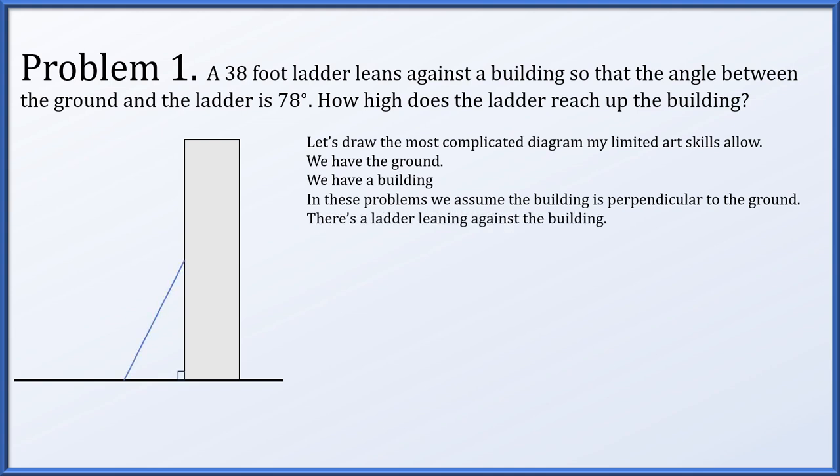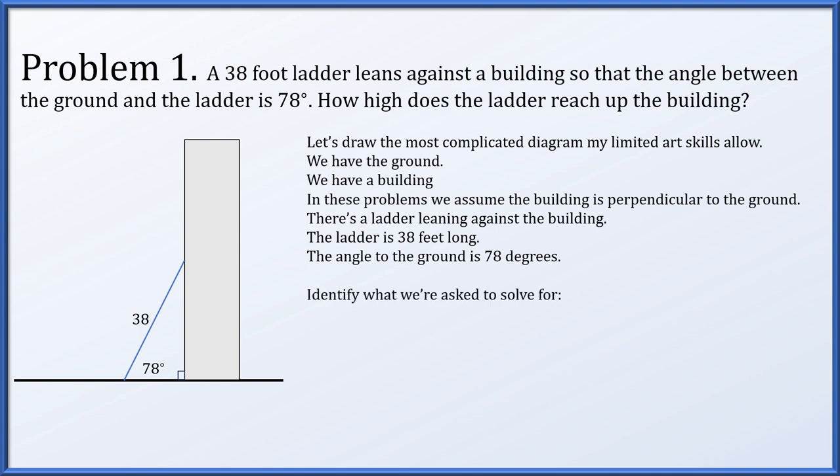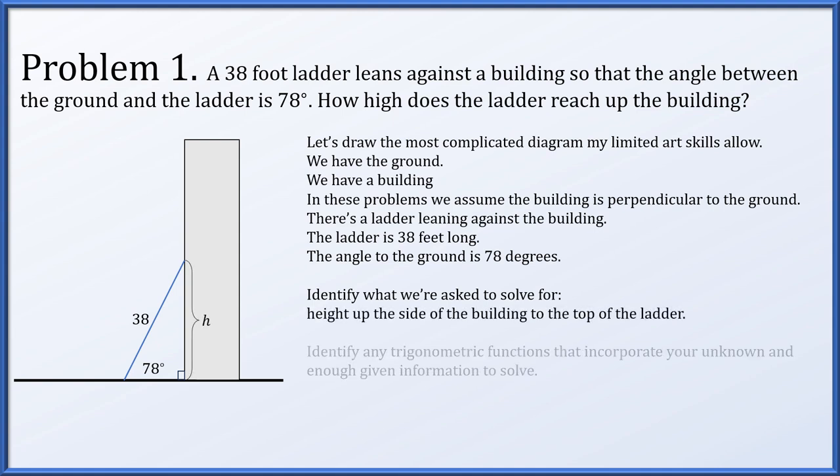There's a ladder that leans up against the building. Note how impressive my drawing skills are. The ladder is 38 feet long, and we also know the angle to the ground is 78 degrees, and now we have a right triangle. So identify what we're trying to solve for. How high does the ladder reach up the building? That's this height right here.